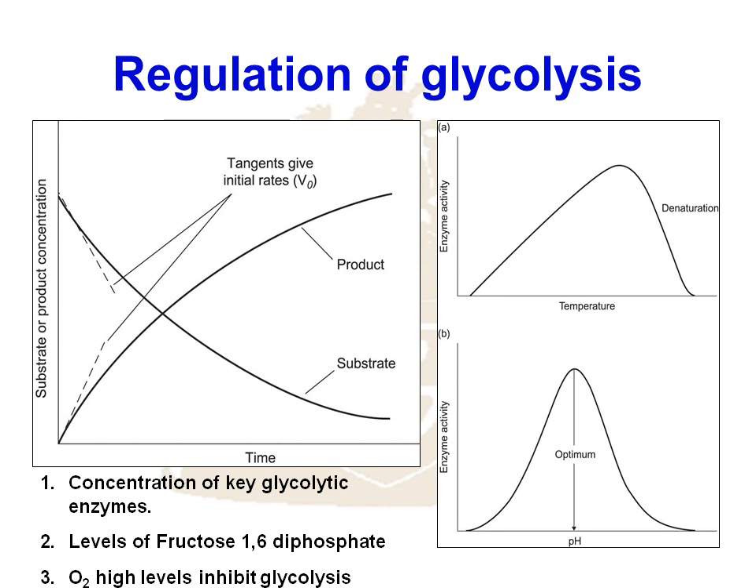We'll talk about that maybe later within the course. We know that one of the key regulators is fructose 1,6-diphosphate. We're not going to dwell on that particularly. But we also know that glycolysis is inhibited under concentrations of high O2.